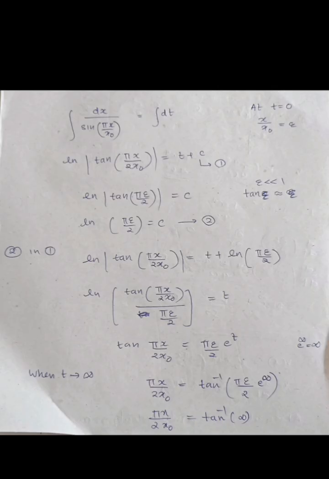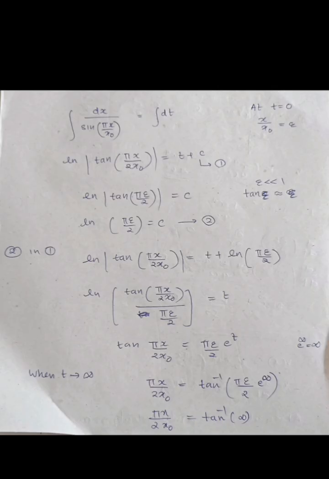That is ln of tan(pi x by 2 x0) divided by (pi epsilon by 2) is equal to t. That is tan of (pi x by 2 x0) is equal to (pi epsilon by 2) into e raised to t. Here it is asking about a long time, so we are taking the value of t tends to infinity. So when t tends to infinity, this equation changes as pi x by 2 x0 is equal to tan inverse of (pi epsilon by 2) into e raised to infinity.